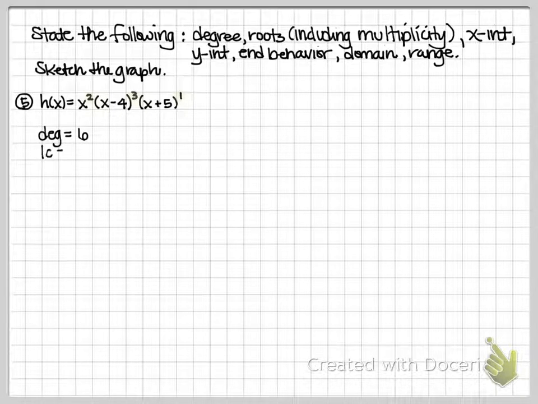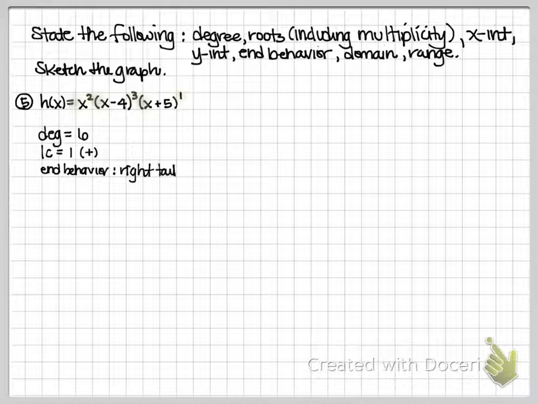My leading coefficient, although it didn't ask for it, I am going to go through and figure out what the leading coefficient would be so I can figure out what the end behavior is. So take a look at the coefficients on the x's. They're all just 1s, so 1 times 1 times 1 times however many exponents you have is still just going to be a 1. So that's a positive number, which means my end behavior is going to tell me that with the positive sign, the right tail points up.